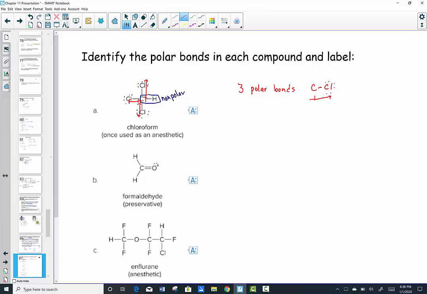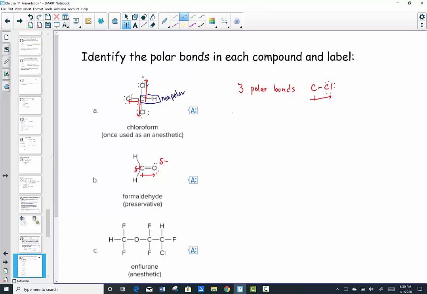In letter B, here's a molecule called formaldehyde. Of course, the carbon to hydrogen bond here is nonpolar, so we don't talk about it. But we see that carbon to oxygen is a polar bond, making this a very rich electron area on the oxygen and making the carbon electron deficient, giving it a partial positive.